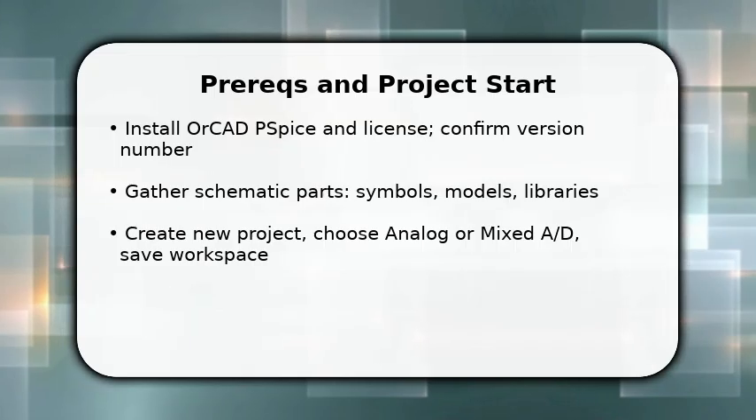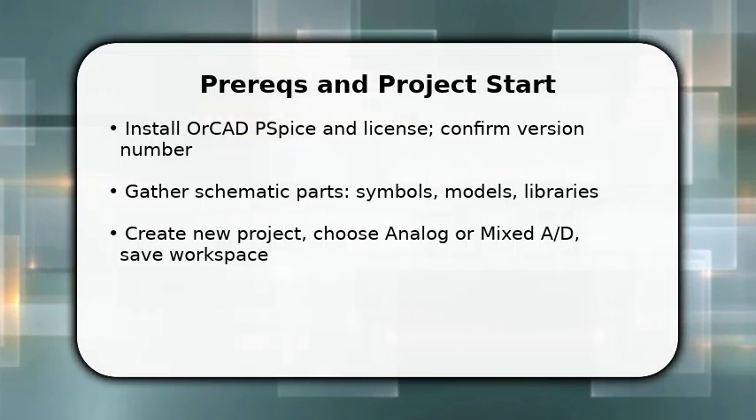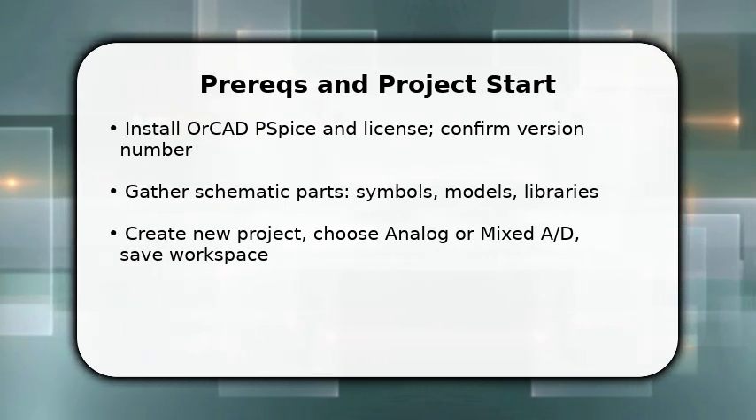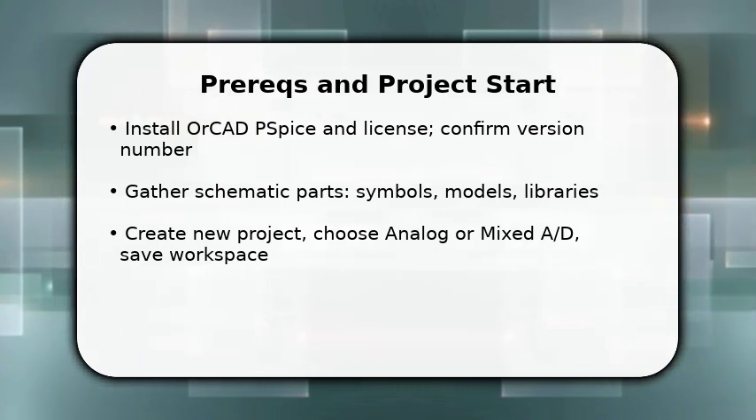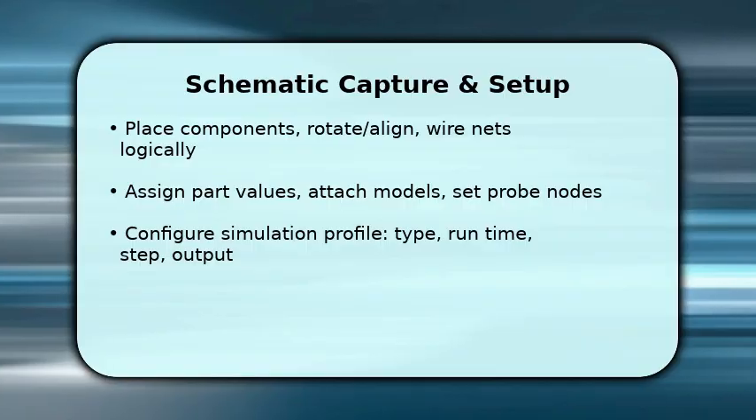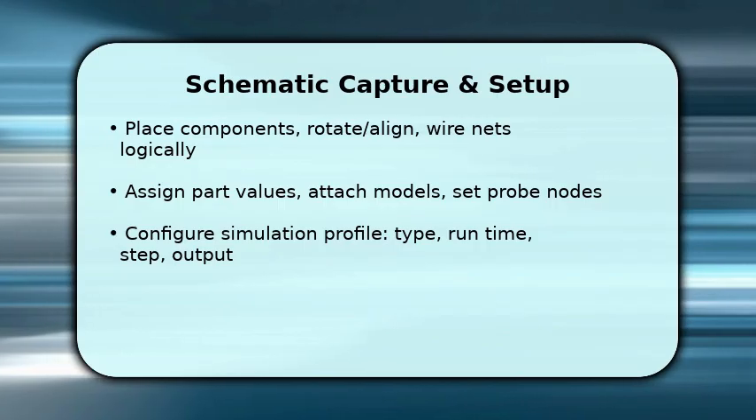Place power rails first so reference nodes exist, then add ground. Without ground, simulations will fail. Now build the schematic. Place components from libraries, rotate and align for clarity, and wire nets logically so node names read easily. Assign values and attach specific simulation models to parts. You want the correct transistor or op-amp behavior. Once wired, add signal probes where you will measure.